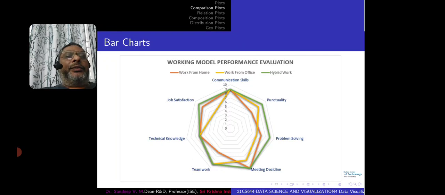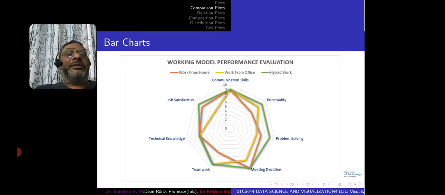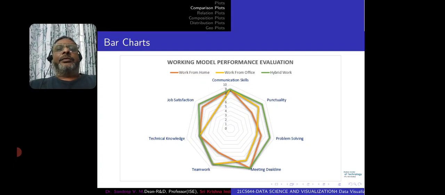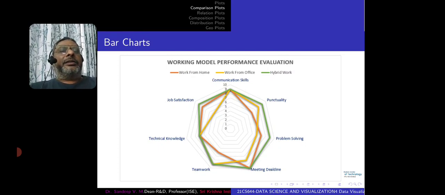So if you look at all these things, we can see that in all the corners, the green is always best. Looking at all the parameters, 1, 2, 3, 4, 5, 6, 7 parameters are used together to understand which mode of working is better. Then we can see visually that in all the cases green is always on the extreme end, the outermost point is always the green.